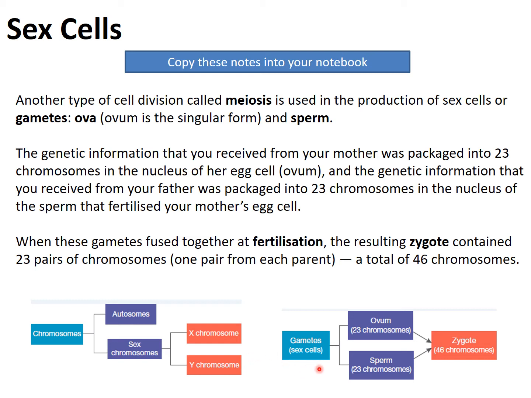Looking here, you can then see the breakdown of the sex cells. The sex cells give us our ovum or egg, which contains 23 chromosomes, and our sperm, which contains 23 chromosomes, and when these two combine to form the zygote, we have a total of 46 chromosomes.